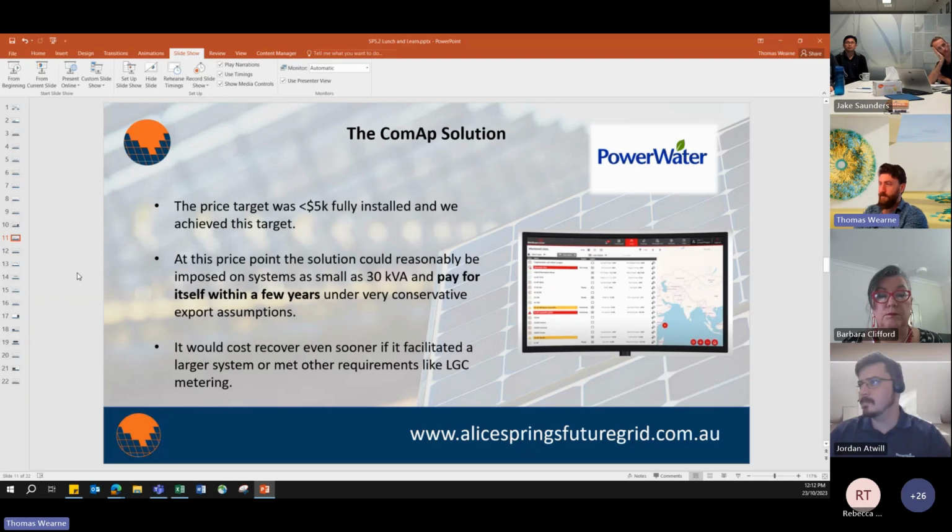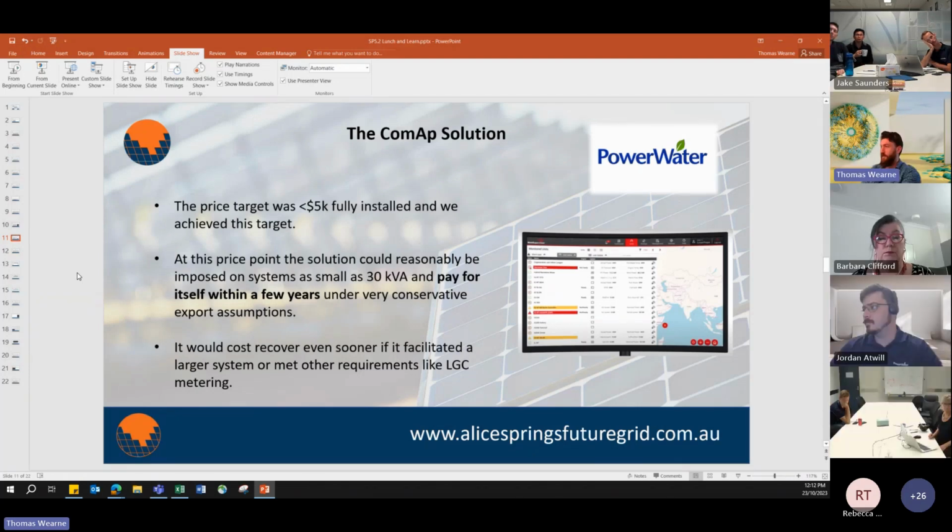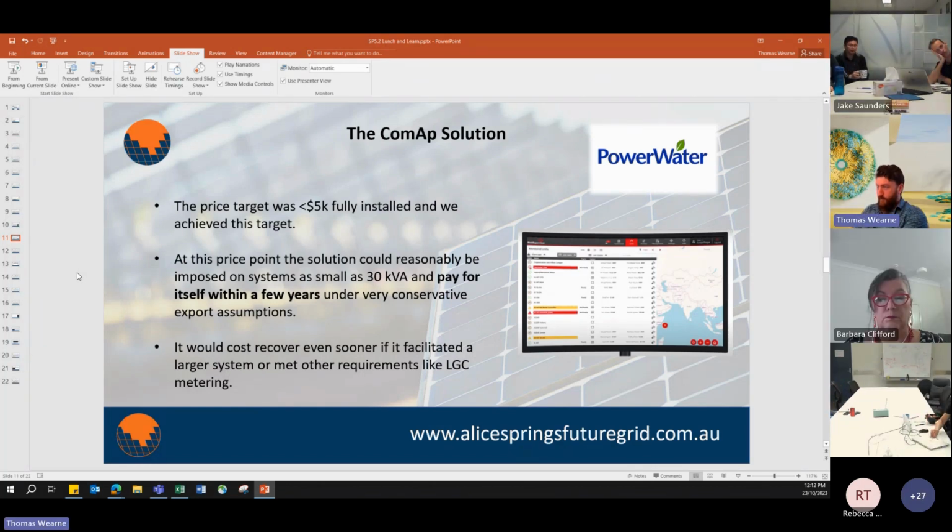Our price target was to get the system fully installed for sub $5,000, and we achieved the target. And at that sort of price point, you could reasonably require this control solution for systems as small as 30 kVA and still see it pay for itself within a few years under quite conservative solar export assumptions at the current feed-in tariff.